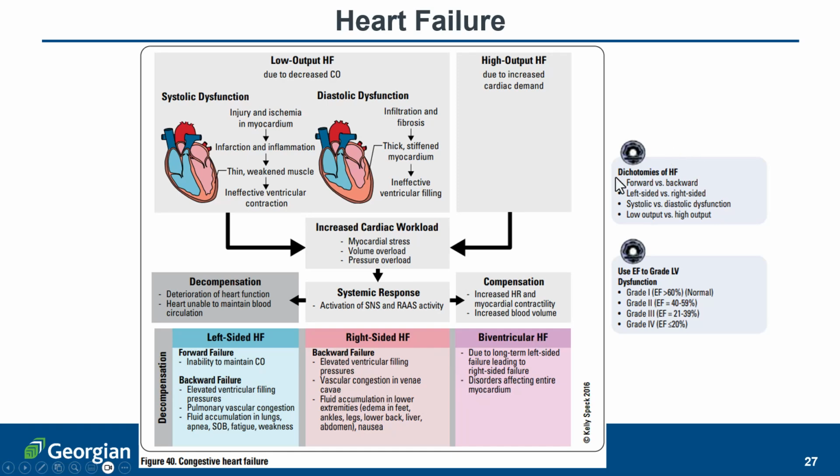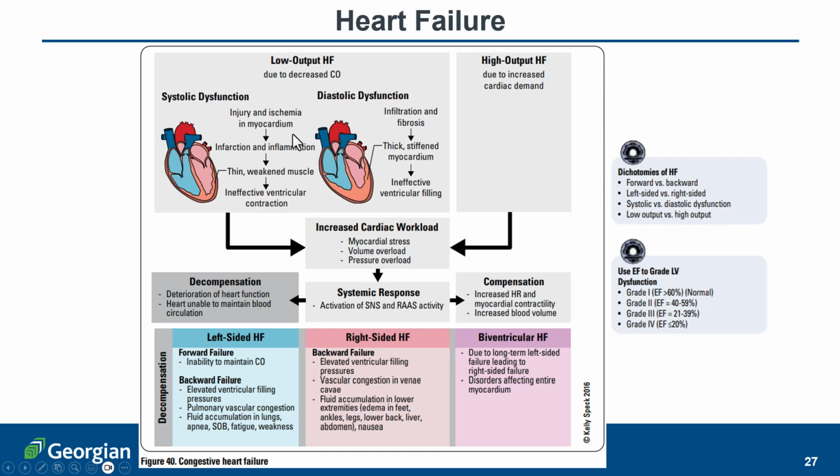So just in summary, let's look at the dichotomies of heart failure. Firstly, you have to compare and contrast the forward effects versus the backward effects, which we'll do. There's the right-sided versus left-sided, so we're really talking about the ventricles. If the infarct has affected the left ventricle, then you get left-sided heart failure, or if the infarct is on the right side of the heart, you can get right-sided heart failure.